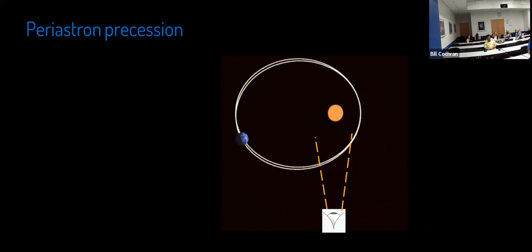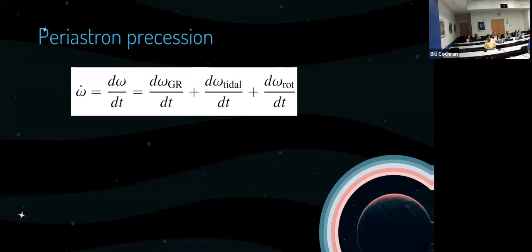And how I'm doing it: periastron precession is basically a change of an angle in time. It's one of the angles that you need to define an orbit, like many other orbital parameters. So it's omega, and omega dot is the change of this angle in time, of course, and it's made of three parts. I'm not going to focus much on this one, but it's the general relativity term, and then you have two terms related to tidal interactions.